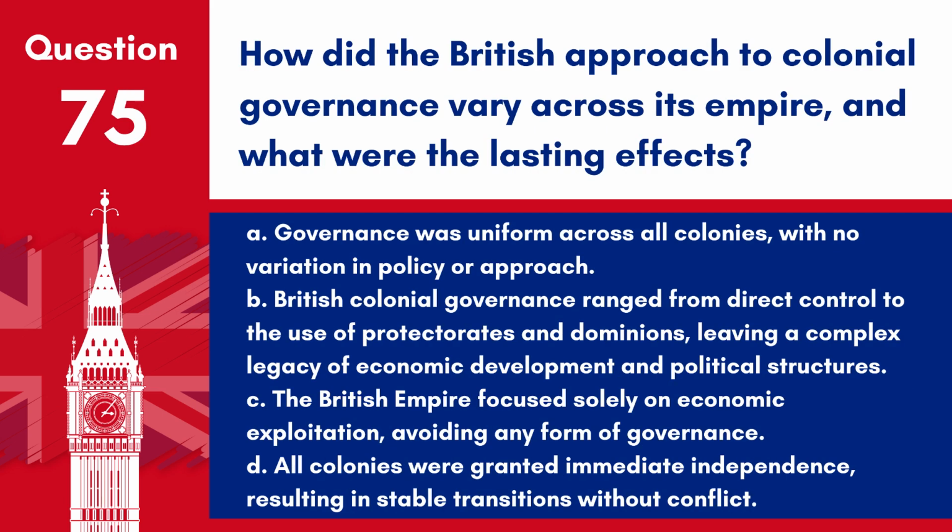Question 75. How did the British approach to colonial governance vary across its empire, and what were the lasting effects? A. Governance was uniform across all colonies, with no variation in policy or approach. B. British colonial governance ranged from direct control to the use of protectorates and dominions, leaving a complex legacy of economic development and political structures. C. The British Empire focused solely on economic exploitation, avoiding any form of governance. D. All colonies were granted immediate independence, resulting in stable transitions without conflict.